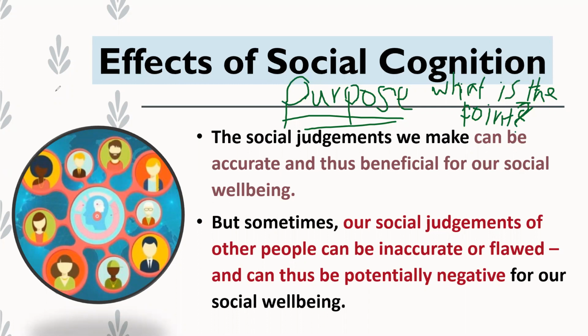So sometimes our social judgments are accurate and true to nature, and they can be beneficial for our social well-being and our social development. On the other hand, and this is the more problematic one, sometimes our social judgments of other people can be inaccurate or flawed. And this is where a lot of misunderstandings can arise.